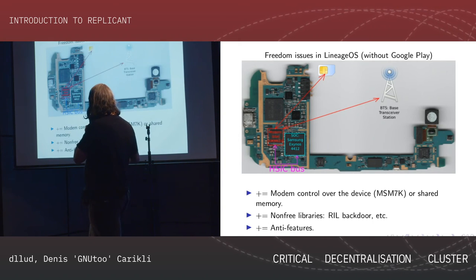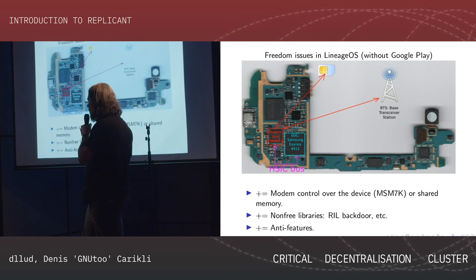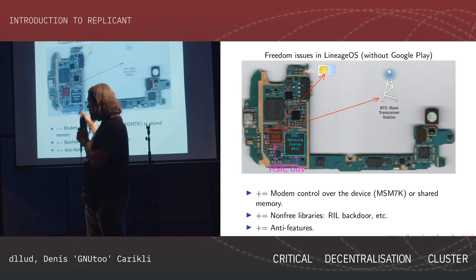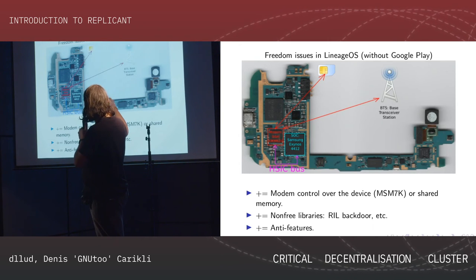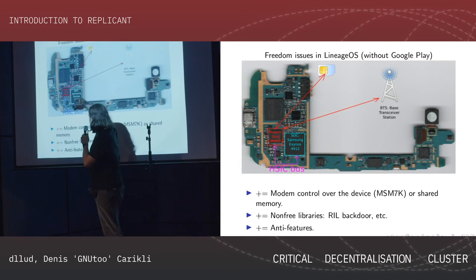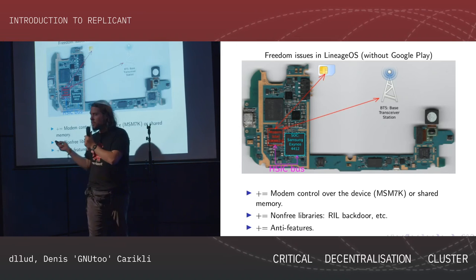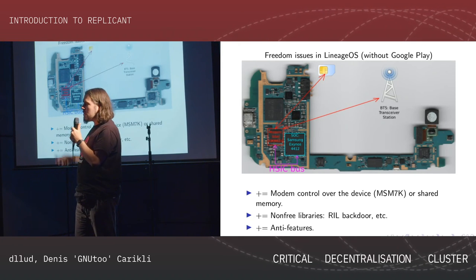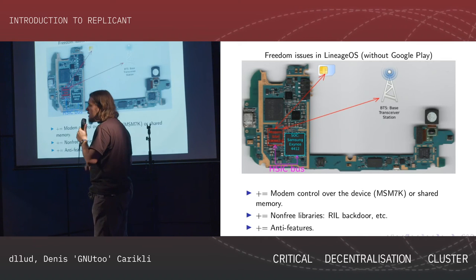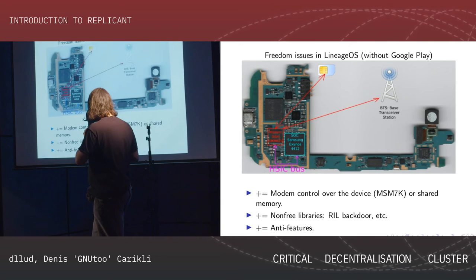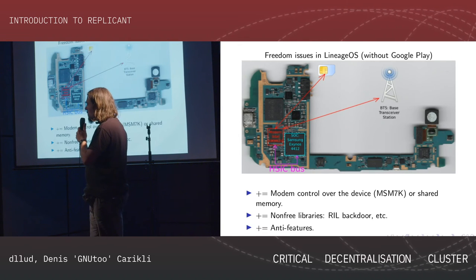If you do it. So for instance, if we look at LineageOS, it's the upstream we are currently based off. The modem on some devices can take control of the full system. You have non-free libraries that talk to the hardware. For instance, to make the modem work, you have a library that implements the modem protocol. And a backdoor was found, for instance, in some Samsung devices. So we didn't implement the backdoor in that case. And yeah, you have the anti-features I talked about.